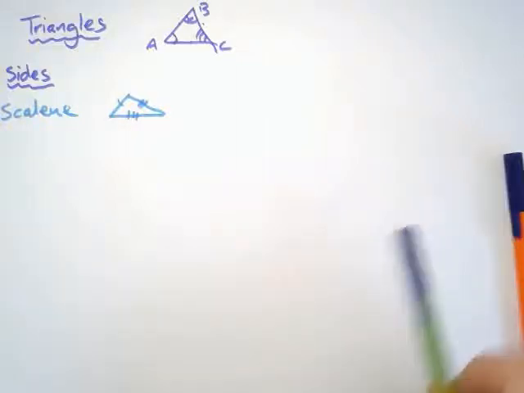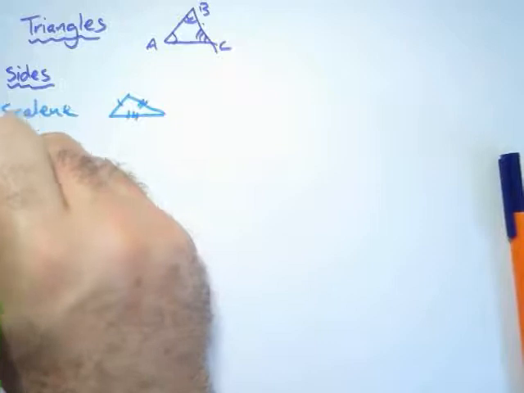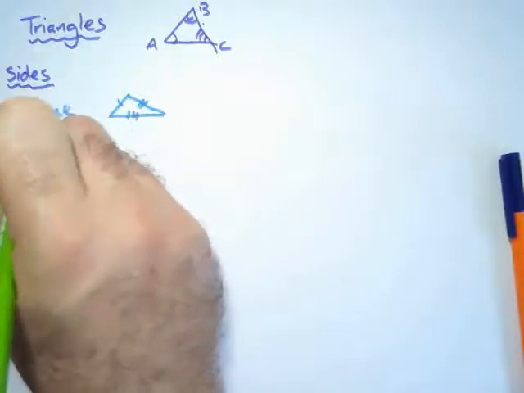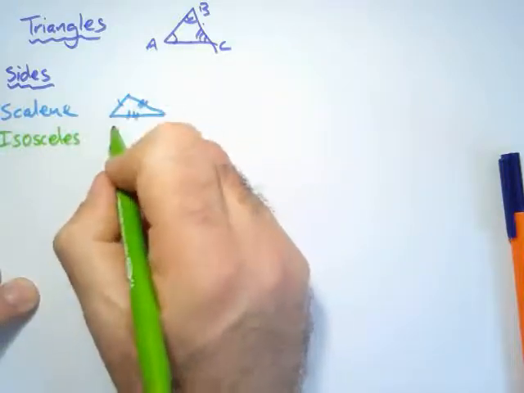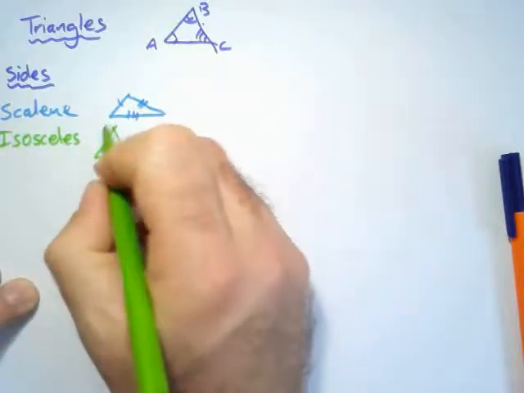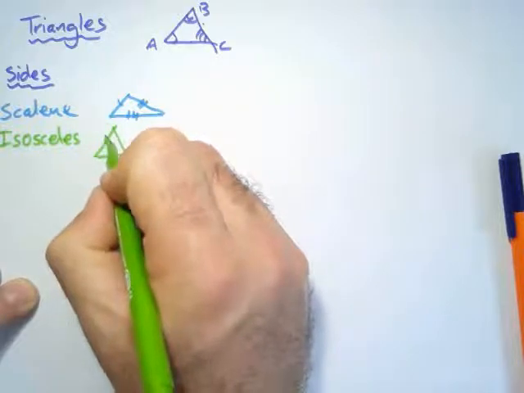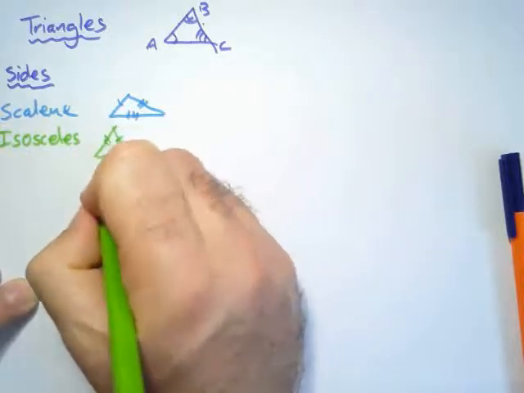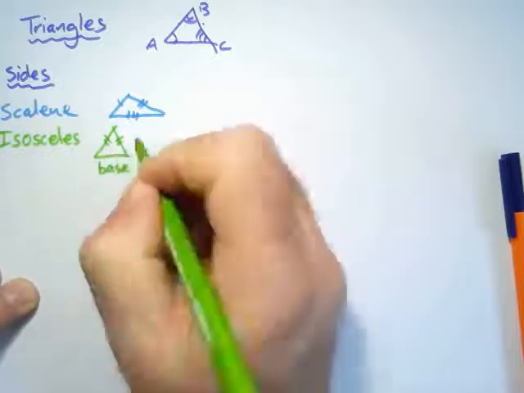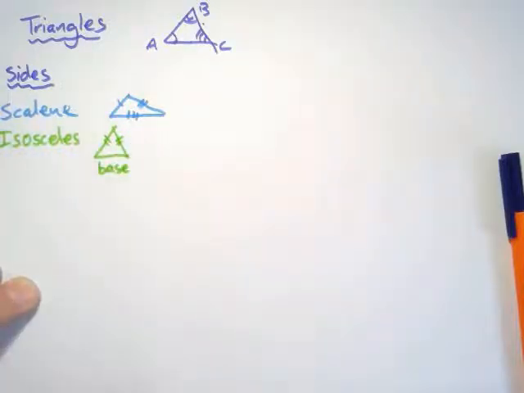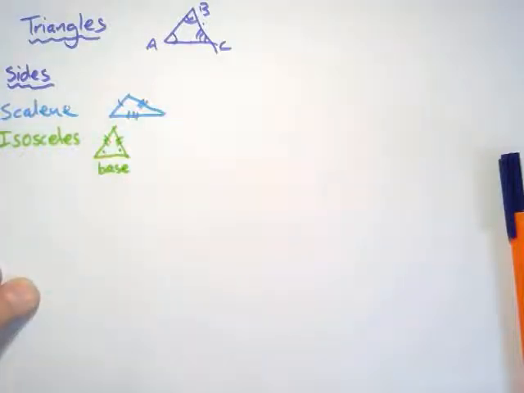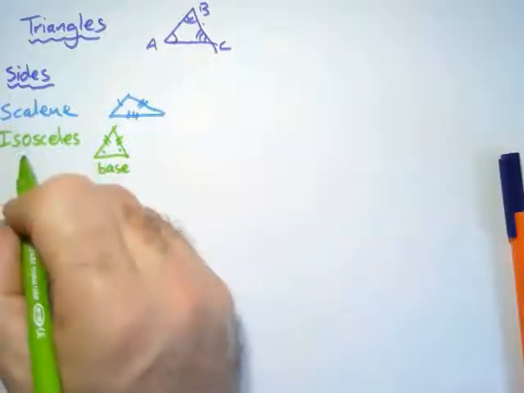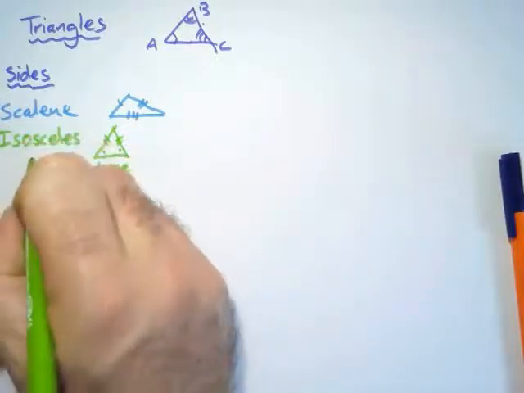The second one will be isosceles. Isosceles triangle have two sides the same, with a base. Something you need to know about isosceles triangle is that the base two angles are then the same. We can use this, therefore there's a code for isosceles triangle. And the code for isosceles triangle looks like this.